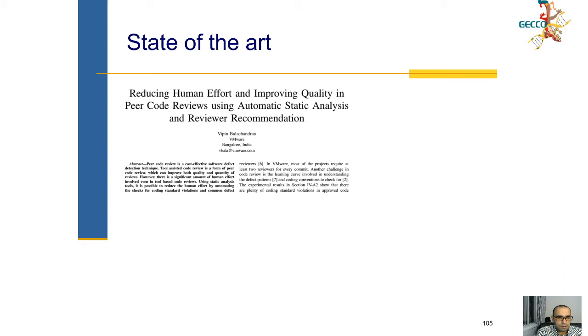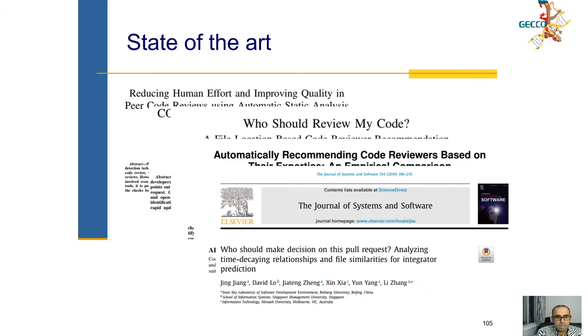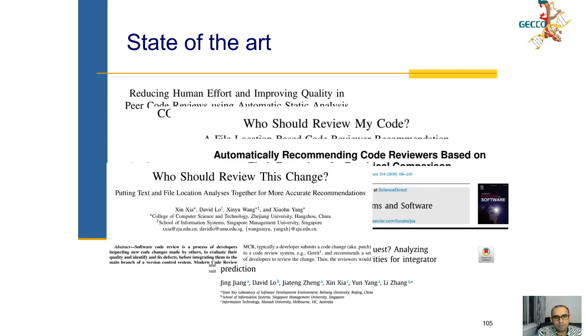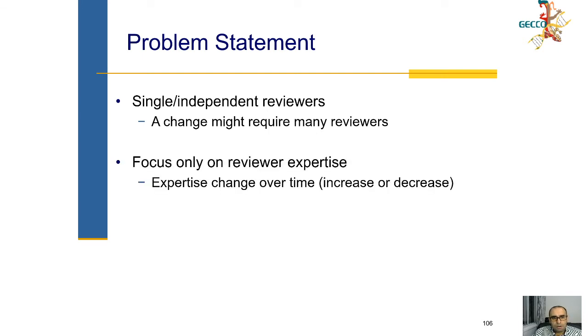Actually, there are many works in the literature that focus on studying modern code review and on recommending reviewers for code changes. Each of these existing approaches brings its own advantages, and they have their own limitations. However, one of the most notable limitations of the existing works is that they focus on recommending single or independent reviewers. However, a change can require several reviewers to work together and to review a single code change. They also focus only on the expertise of the reviewers. However, the expertise can change over time, it can increase or decrease.